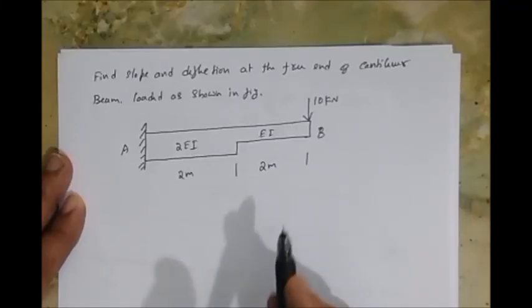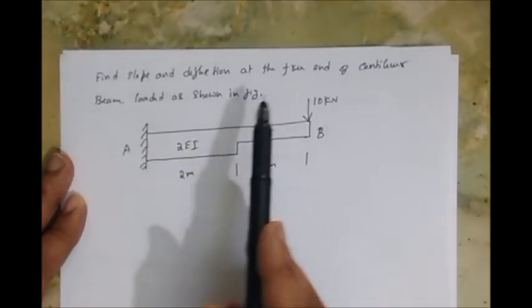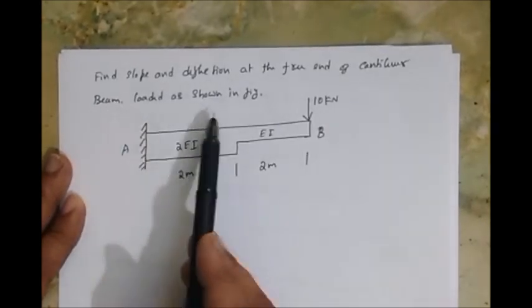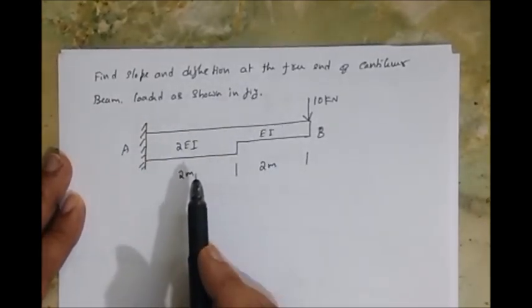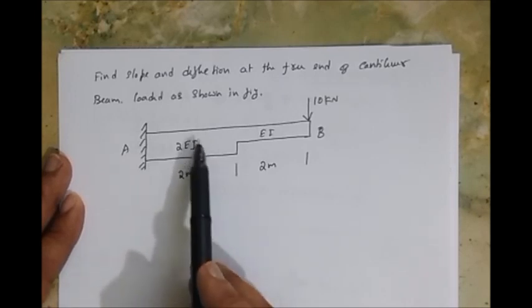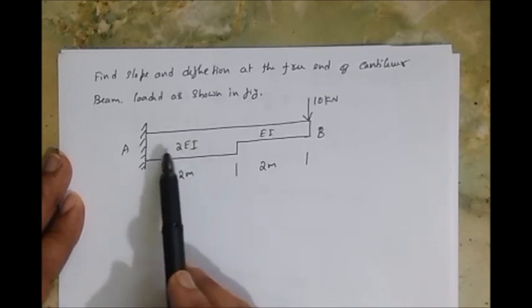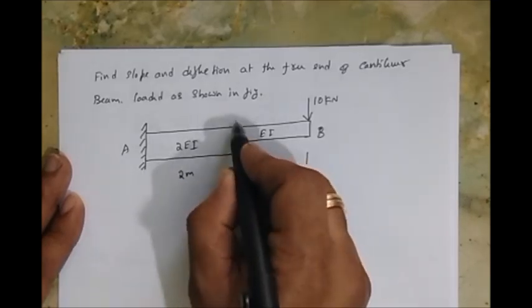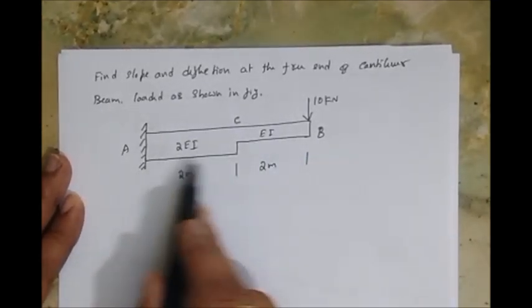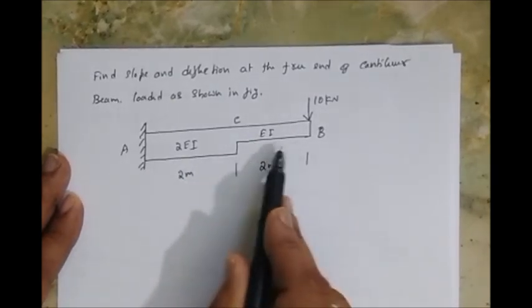Okay, let's find the slope and deflection at the free end of a cantilever beam loaded as shown in this figure. Now there's a slight change in this diagram. The EI value is changing for the first 2 meters and the last 2 meters. So let me call this part as C. So this part is 2EI and this part is EI.